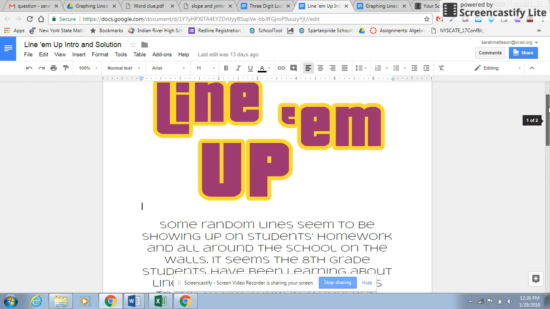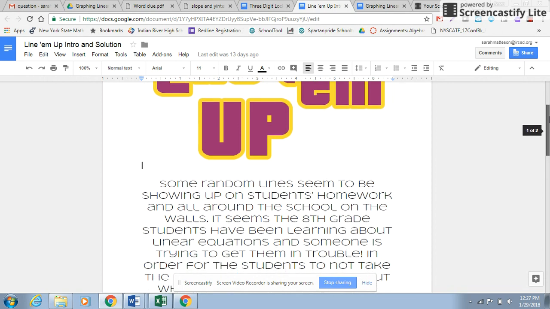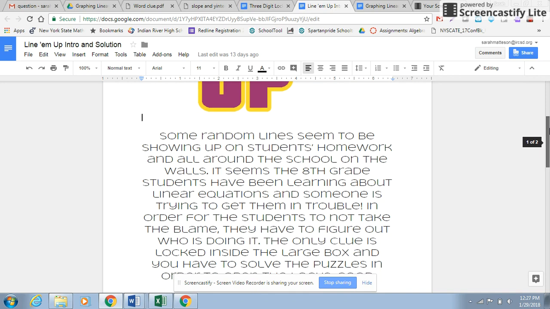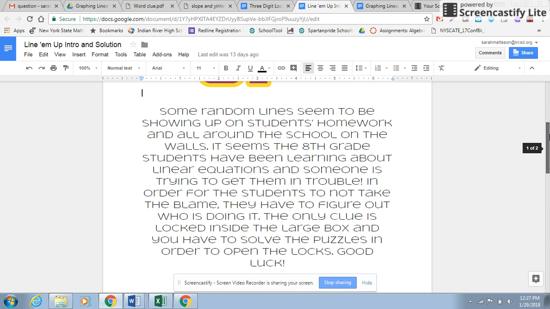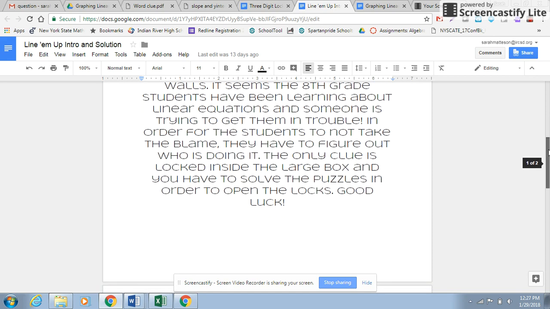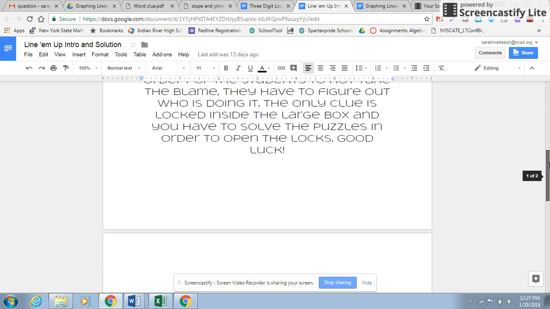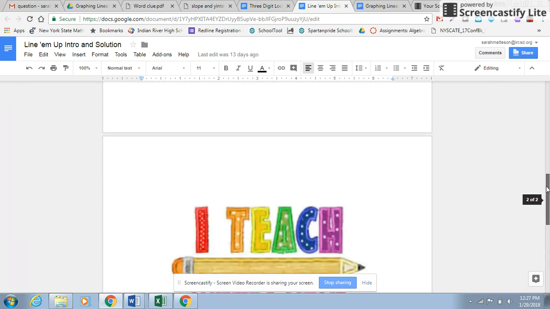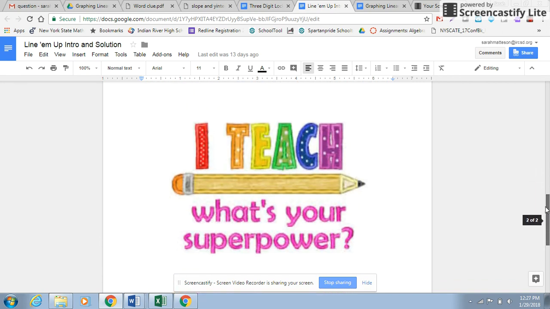Some random lines seem to be showing up on students' homework and all around the school on the walls. It seems the 8th grade students have been learning about linear equations and someone is trying to get them in trouble. In order for the students to not take the blame, they have to figure out who is doing it. The only clue is locked inside the large box, and you have to solve the puzzles in order to open the locks. Good luck. So that's just the introduction page, and I would have that in an envelope or a folder. You can read that at the beginning.